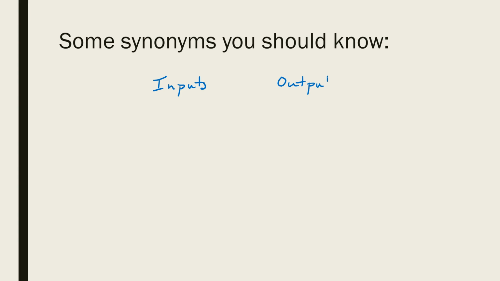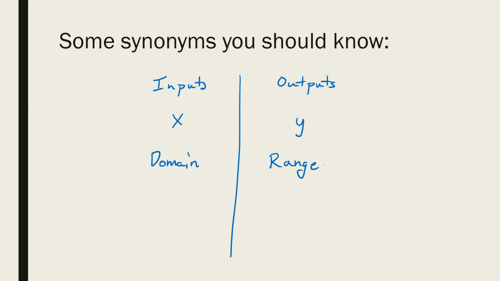So definitely get this chart down in your notes. We have some inputs and some outputs. Like I said, we already discussed the fact that inputs tend to be x, outputs tend to be y. Another name we have for inputs and outputs is the domain and the range. The domain means everything that's an input, and the range is everything that's an output. So domain, synonym to input; range, synonym to output.